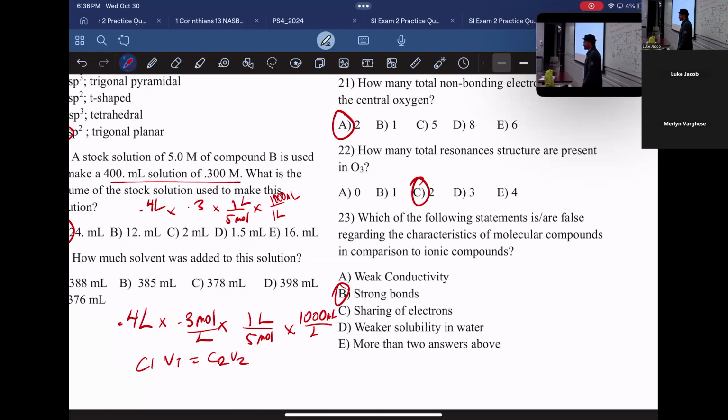Question. Are you on the canvas? I am on the canvas. Okay, cool. I can't see anybody's grades though. No, that's fine.